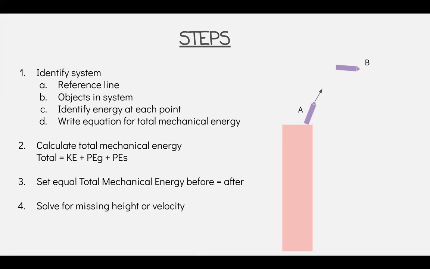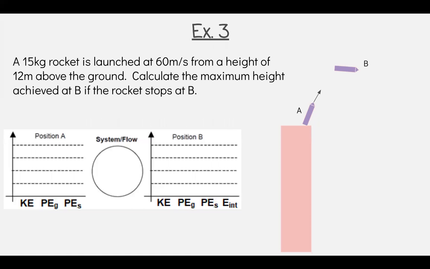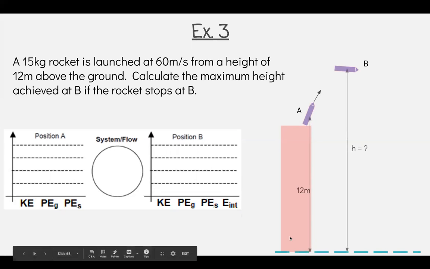So let's say I have my last example. Rocket problem. Let's solve for a missing height this time. So I've got a 15 kilogram rocket launched at 60 meters per second from a height of 12 meters above the ground. This is not drawn to scale at all. Calculate the maximum height. So my reference line is going to be the ground. It starts at 12 meters. How high does it go?